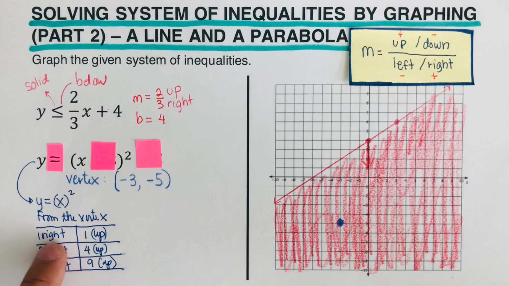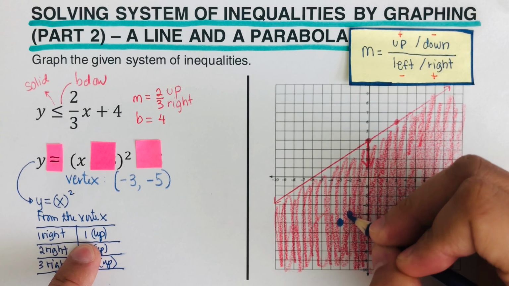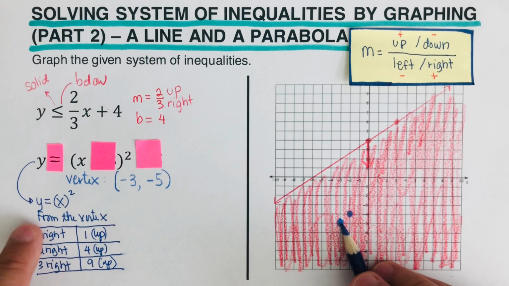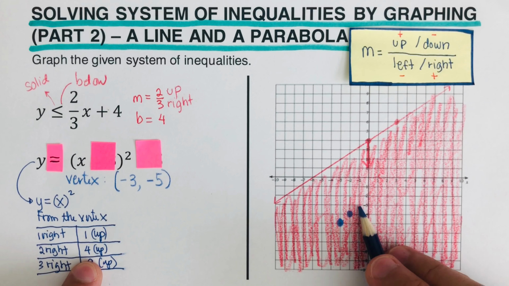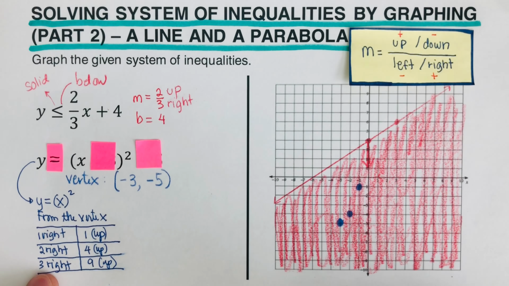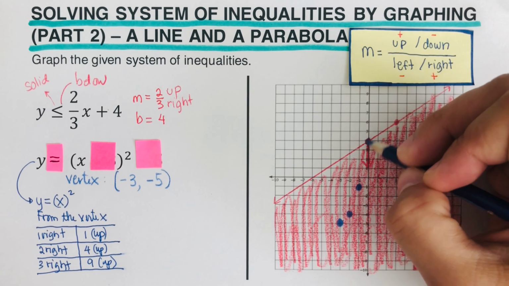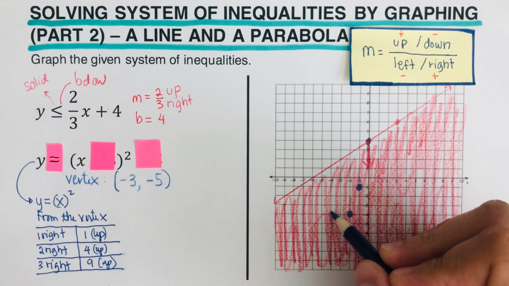If we sketch the rest of the dots, we go 1 step to the right and 1 step up. So this is the second dot. 2 steps to the right from the vertex, 1, 2, then we go up 4: 1, 2, 3, 4. So this is where the dot is going to sit. And 3 to the right from the vertex, 1, 2, 3. Then we go up 9: 1, 2, 3, 4, 5, 6, 7, 8, 9. So it's going to sit here. Then we reflect it across to create the parabola.